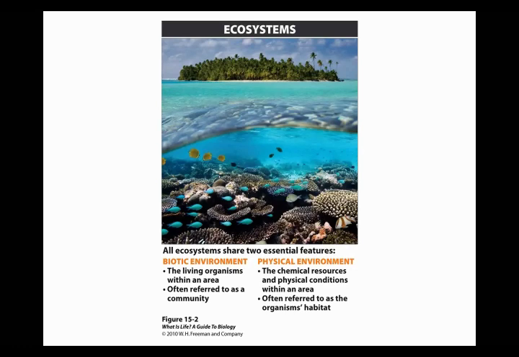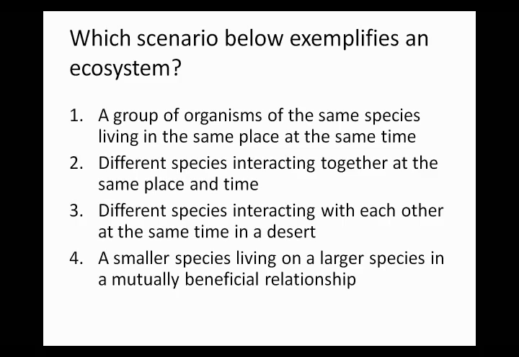So the components of an ecosystem are the living things and the non-living things, the biotic components and the physical habitat that those biotic components live in.